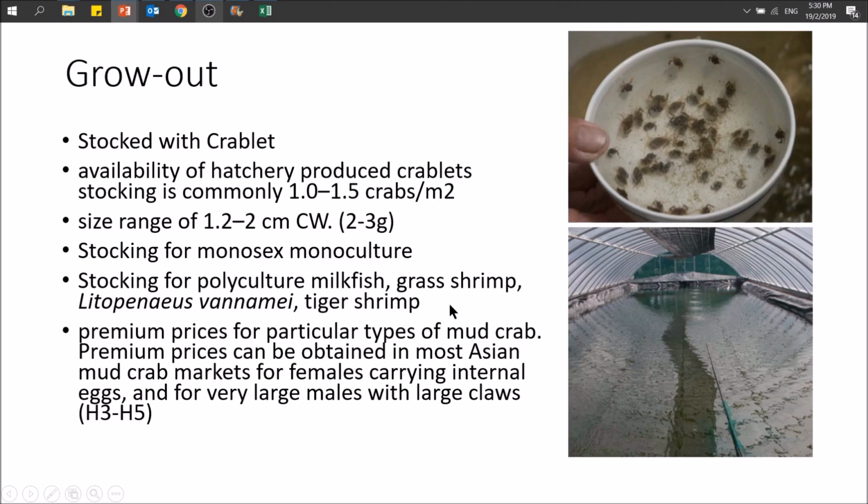It is commonly also possible to grow them up to females that have eggs, or in other words, to grow them up to about 500 grams, where they are in high demand, especially in Singapore.